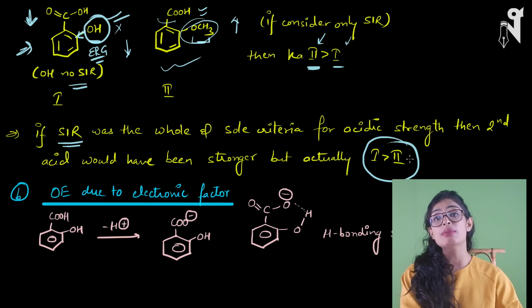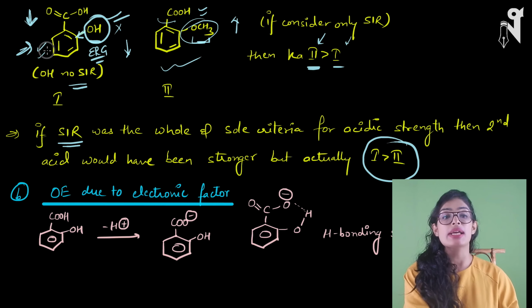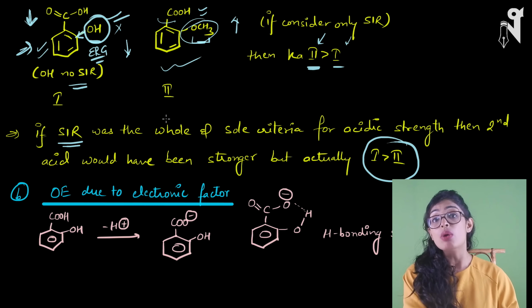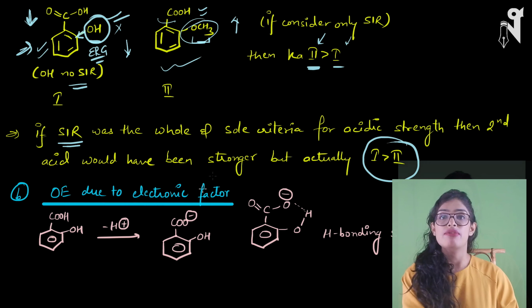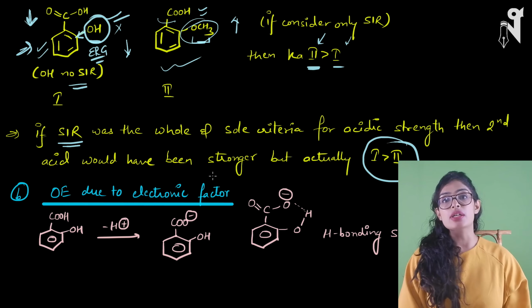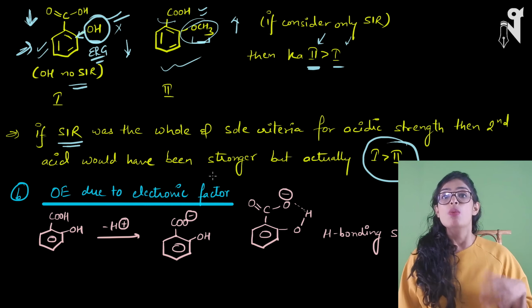There is definitely something which we have missed out here. There are definitely some more impacts or effects which we have not spoken about, due to which it is following the ortho effect, and your OH is making it more acidic than OCH3 even without SIR. So what are those? So, ortho effect due to electronic factors. There are some other electronic factors which also contribute in the ortho effect. What are electronic effects?